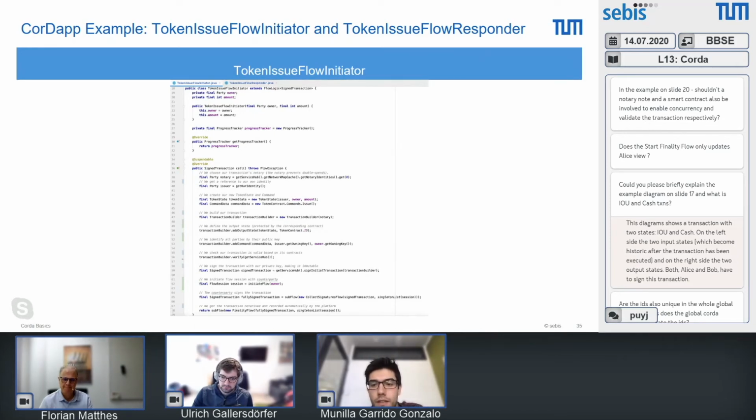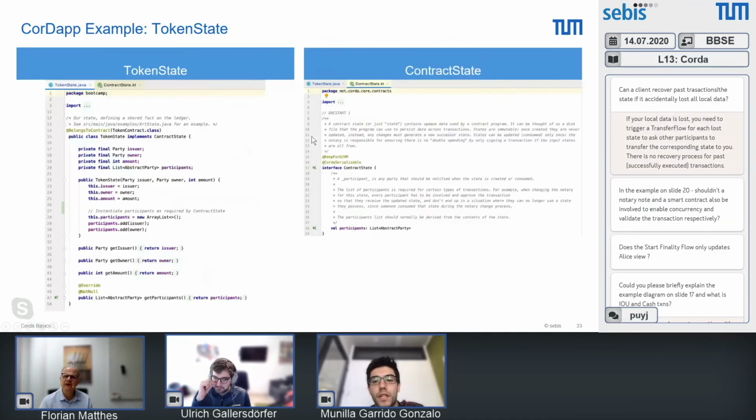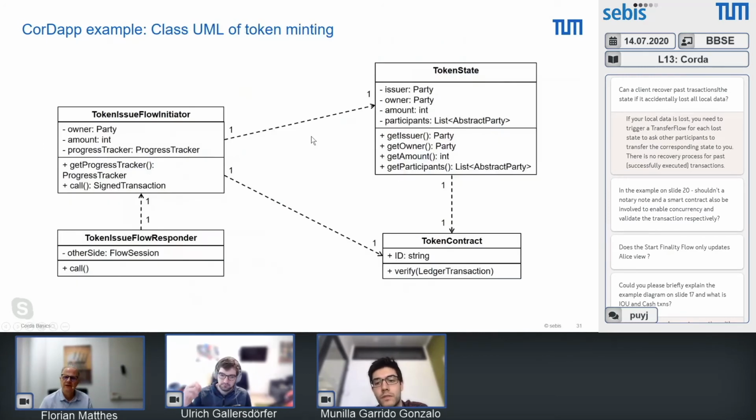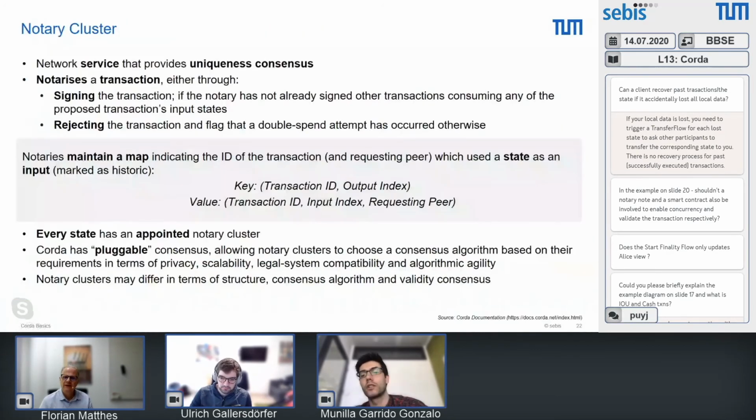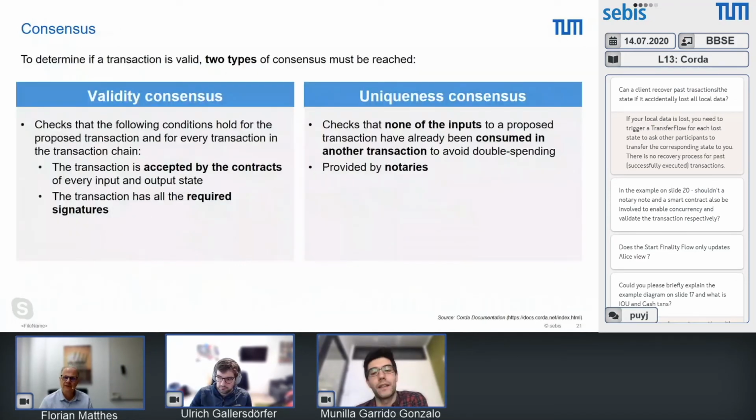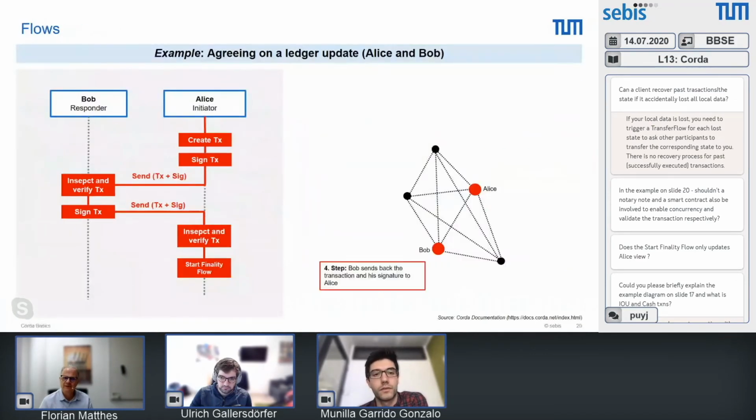Can a client recover past transactions, the state, if it accidentally lost all local data? Can a client recover past transactions if it accidentally lost all, I guess he means also the node.